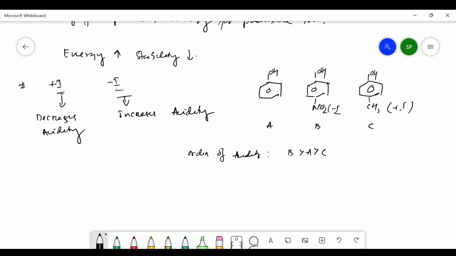Okay, the order of acidity will be, first para-nitrophenol, then phenol, then para-cresol or para-methylphenol. Okay.